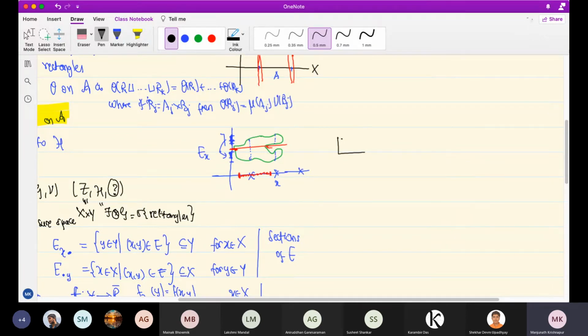For example, if you take a rectangle, A cross B, what is E_x? If I take any x, if x is in A, then you get this entire piece which is B, and it is empty if x does not belong to A. So as x crosses over the rectangle, it suddenly jumps from B to empty, and you can imagine more wild sets A and B, not intervals, where this E_x suddenly changes, right?